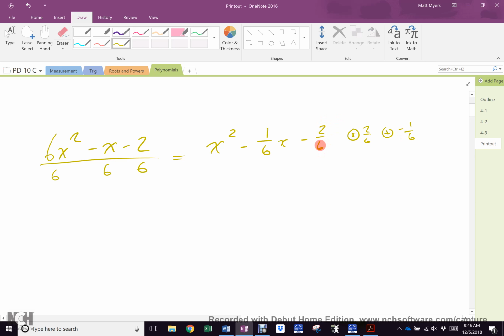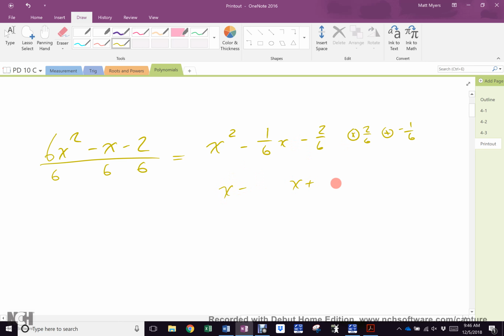So what are the factors of 2/6? I need to add to 1/6, right? So I got to have factors of 2 sixths that will add to negative 1 sixth. It's going to be 2 sixths and 1 sixth, yeah? They'll add to here, won't they? But will they multiply to 1 sixth? No. So, if we have this and we can figure this out, we're going to be left with x. Since that's negative, it's going to be minus and x plus, yes?